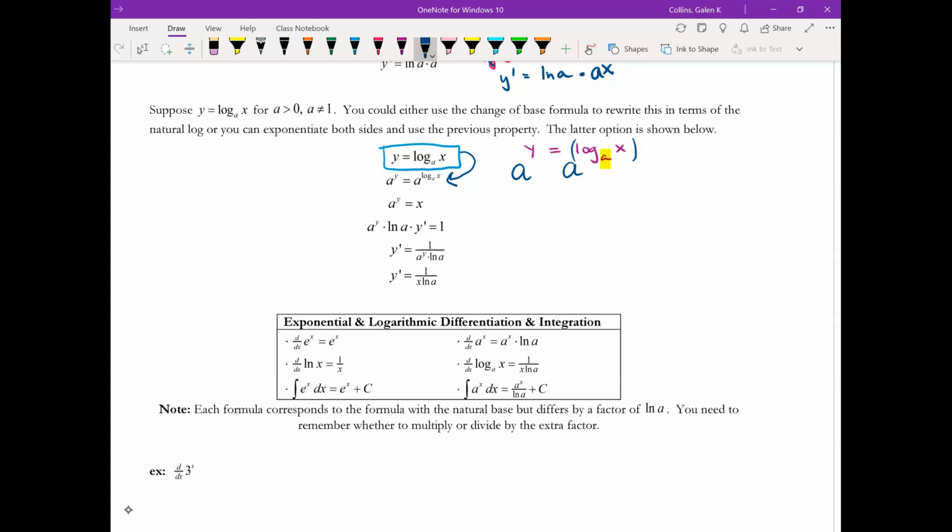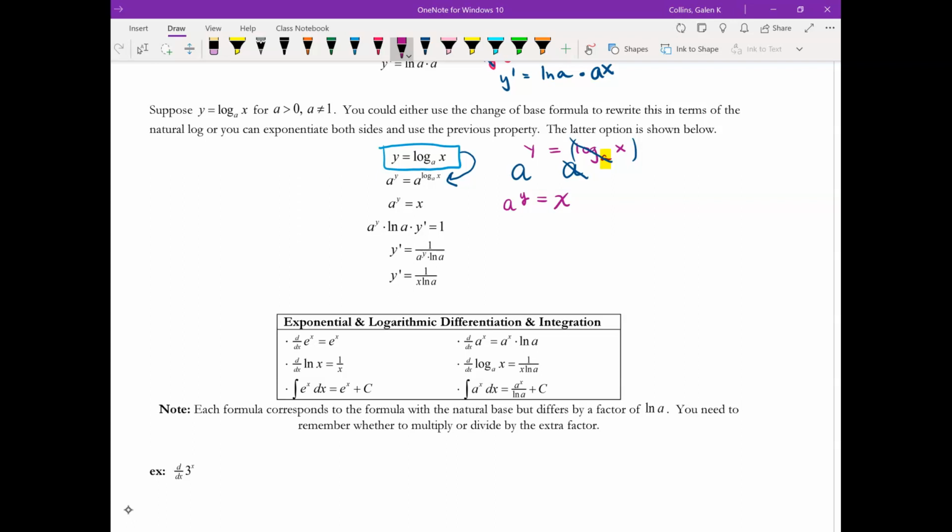So a to the power of y equals a to the power of log base a of x. And just like in Algebra 2, log base a of x and the exponential function a are inverse functions. So they undo each other and we are left with just x on the right. So a to the power of y equals x. X is not an exponent, because the logarithm and the exponential function have reversed each other. They've undone each other. So x is just x.